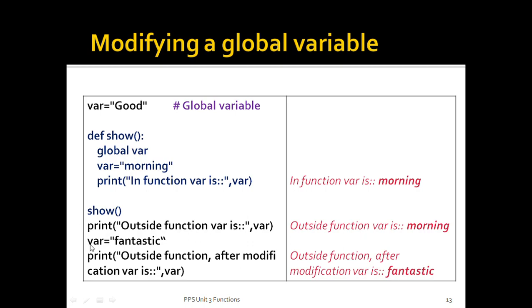And now, next, we are changing the value of the global variable. So let's see whether it works or not. var equal to fantastic, then printing of that. After that you can see fantastic is printed. So you can modify a global variable outside a function also. But note, you cannot assign a value to a variable defined outside a function without using the global statement.